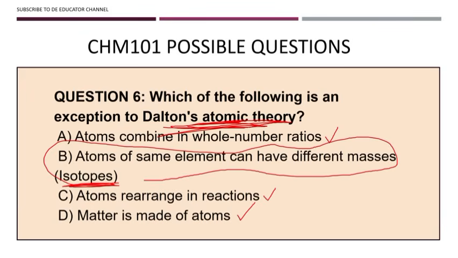So one thing you should take note of is Dalton's atomic theory, and then those ones that were modified, the modification, those ones that were ruled out, those exceptions, you should know what made them rule it out, okay?